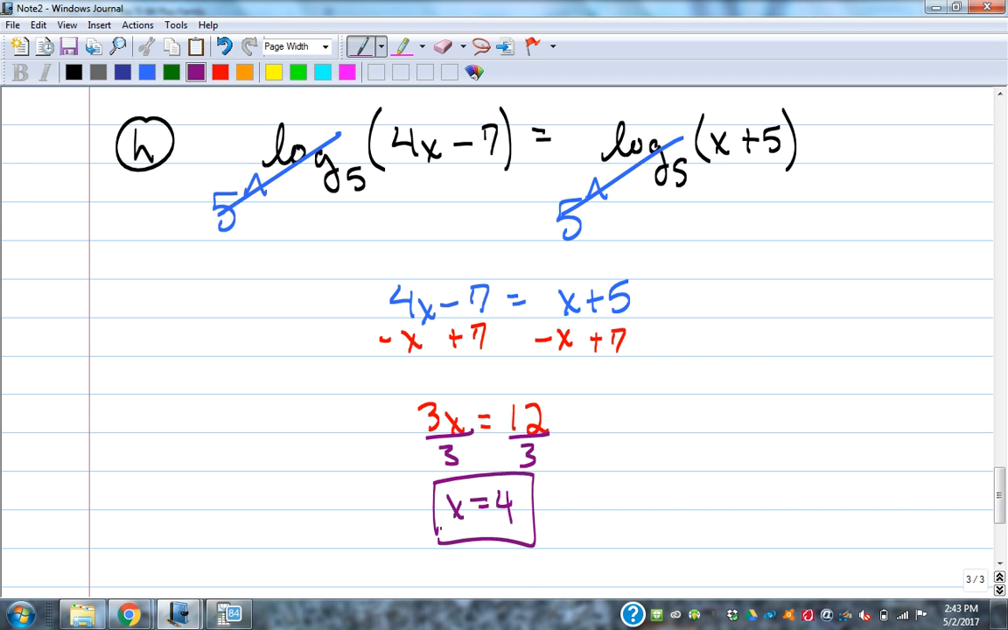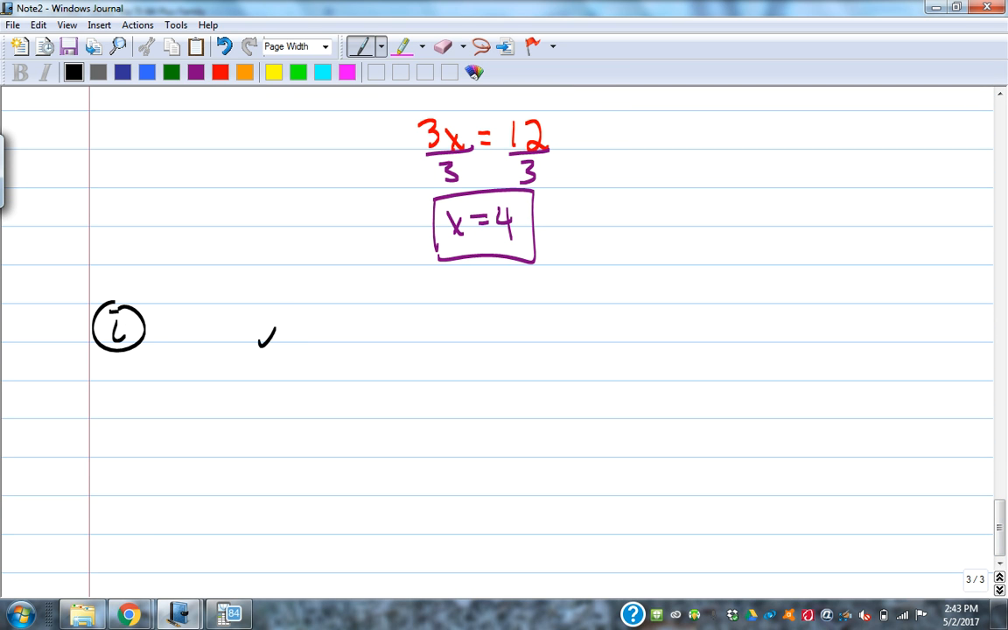One of the stipulations with logarithms is you cannot take the log of a negative number or 0. So as long as this doesn't get us a negative number up here, we're good. So when we go back to check that, since the original problem had logs in it, that's why that's important. If I plug a 4 in, that's 16 minus 7. That's a positive number. That's okay. Over here, 4 plus 5 is 9. That's a positive number. That's okay. So I have to check that in the original problem to make sure I don't end up taking the log of a negative, because that's an undefined operation. Okay.